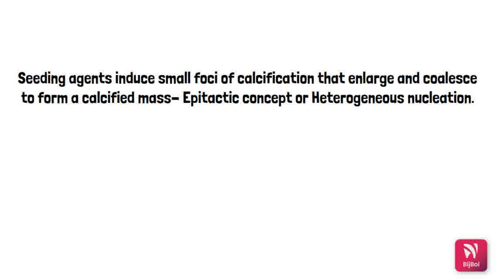The second theory is that there are some seeding agents. Because of this, small foci of calcifications are developing, and these small foci are getting enlarged. Okay, they are coalescing, they are fusing and forming an enlarged calcified mass. So this concept is called as epitactic concept or heterogeneous nucleation. So these seeding agents, what are these seeding agents? We don't know what are the seeding agents, but it is stated that there are some starting agents. Okay, these are the starters. They are inducing some foci, and these foci are coalescing, they're fusing and forming an enlarged calcified mass.